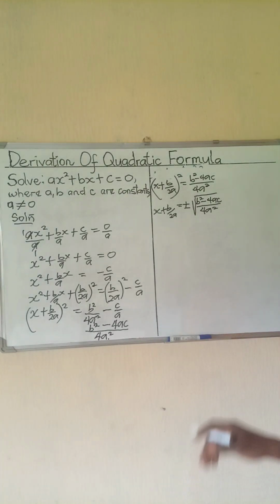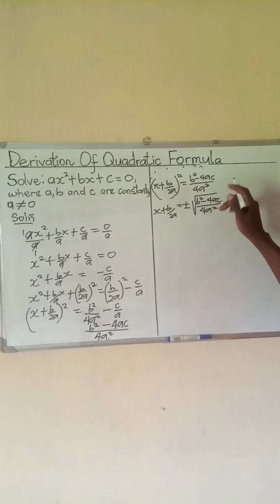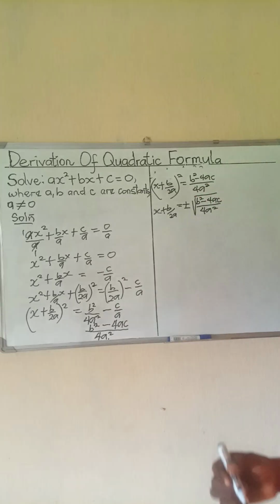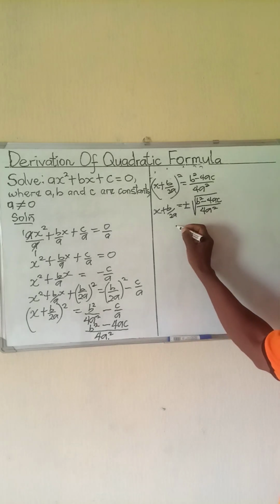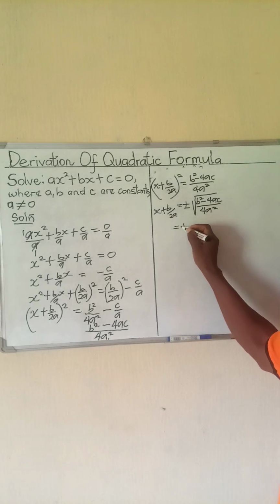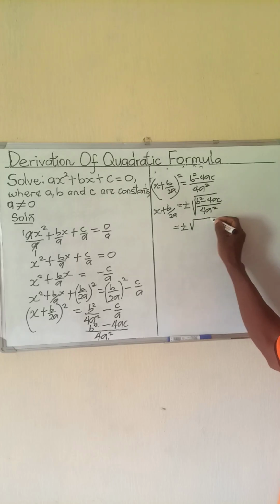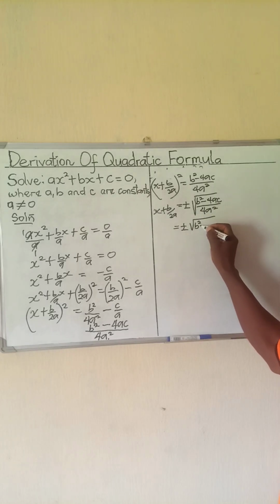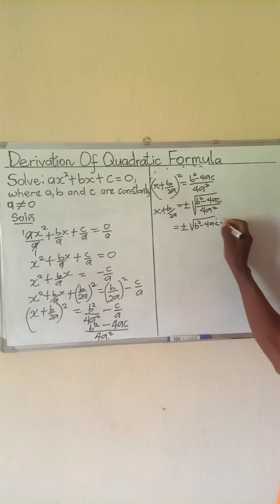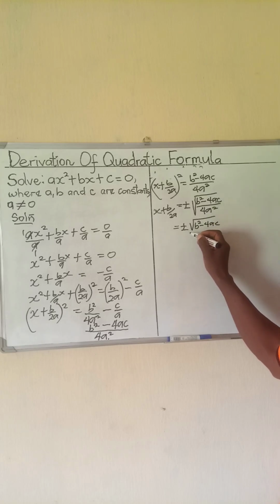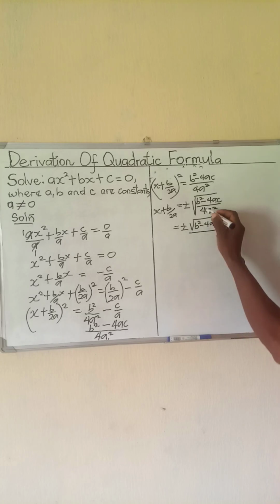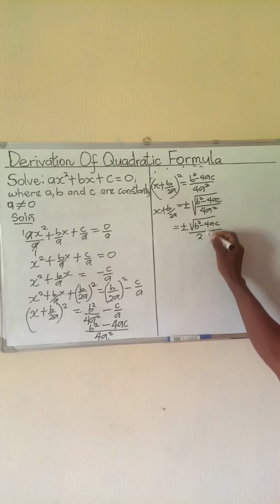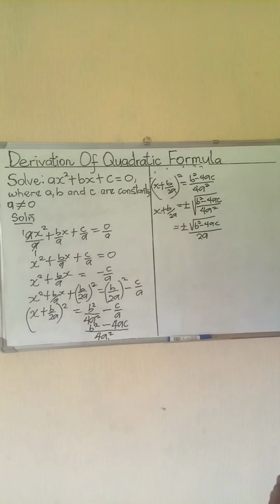Now from the law of surds, we can break this up and have square root of b squared minus 4ac divided by square root of 4a squared. So this further we will have plus or minus square root of b squared minus 4ac. What's the square root of 4a squared? The square root of 4 on its own will give you 2. Square root of the squared a term will simply give you a. So square root of 4a squared is 2a. That's all. That's the result.